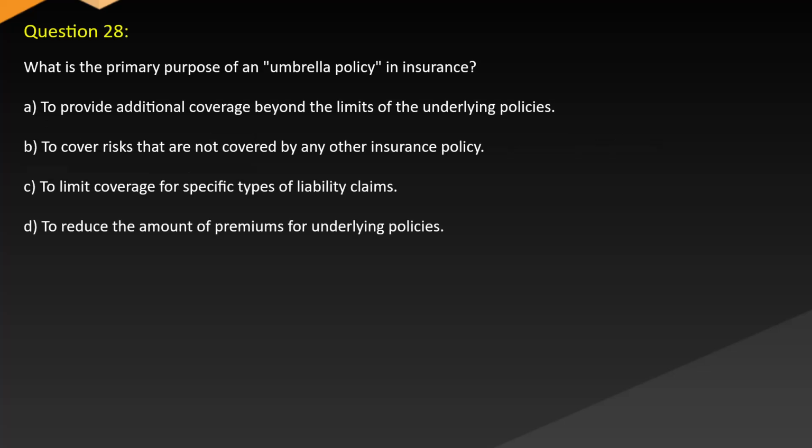Question 28. What is the primary purpose of an umbrella policy in insurance? A. To provide additional coverage beyond the limits of the underlying policies. B. To cover risks that are not covered by any other insurance policy. C. To limit coverage for specific types of liability claims. D. To reduce the amount of premiums for underlying policies.